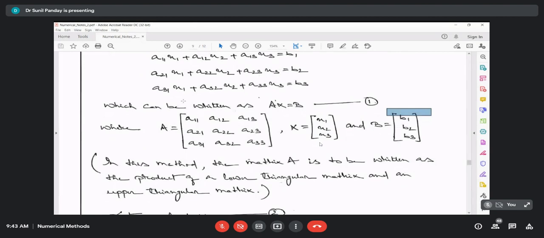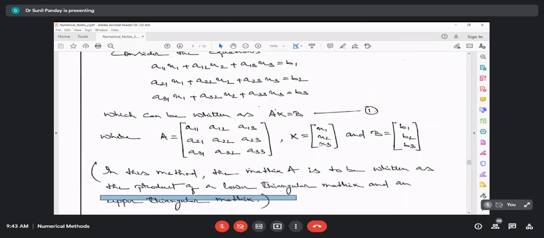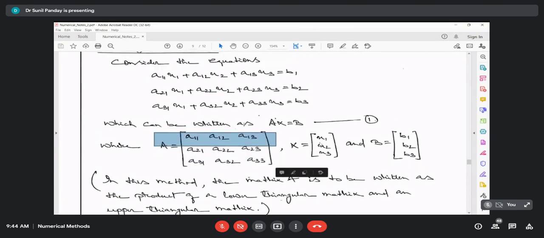So in this method, the matrix A is to be written as a product of a lower triangular matrix and an upper triangular matrix. This is the A matrix and we write A equals L into U. Here L is a lower triangular matrix, that is, the entries above the diagonal elements are 0, and U is an upper triangular matrix, which means the entries below the main diagonal are 0. So we have to find matrices L and U such that the product of L and U equals A in the factorization method.